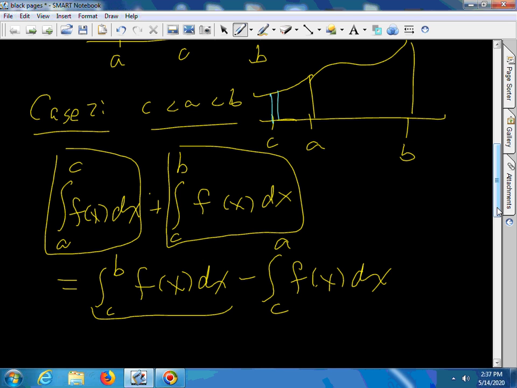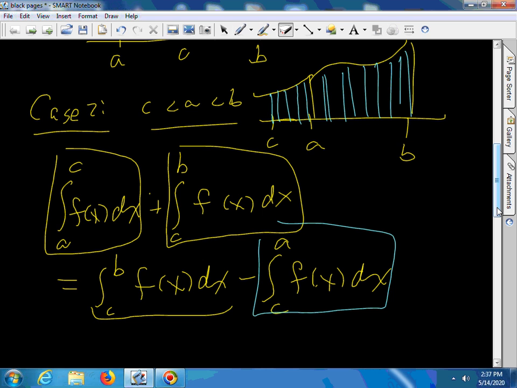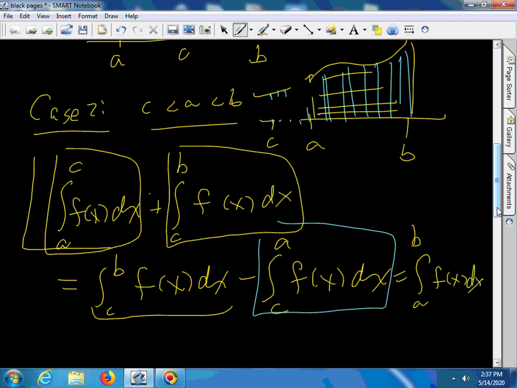Okay, that's all this area. Ooh, that's a little bit too much. I only want the area from A to B. Take away the area from C to A. From C to A, take it away. Bingo, we get the area just from A to B, A to B of f of x dx. That is, this sum is equal to that. That's all we wanted to show.